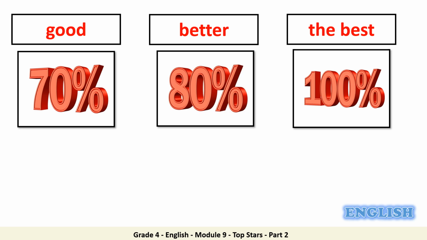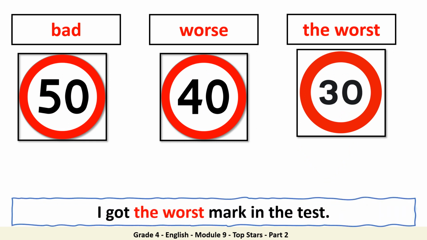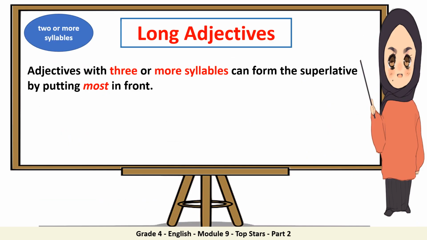Let's have some examples. I got the best mark in the test. I got the worst mark in the test. And here we come to the last part, the long adjectives that have two or more syllables. Adjectives with three or more syllables can form the superlative by putting most in front.